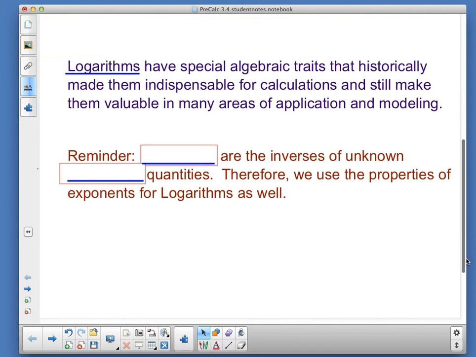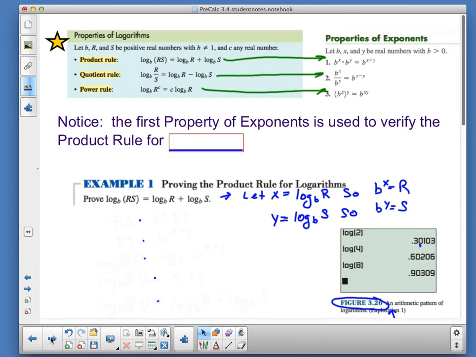But logarithms have special algebraic traits that historically made them indispensable for calculations and still make them valuable in many areas of application and modeling. Reminder, logarithms are the inverse of unknown exponential quantities. Therefore, we use the properties of exponents for logarithms as well, just to help us find what our graph is. And we can use that inverse idea by switching the x and y values. And if we graph an exponent and switch it, we're graphing the logarithmic version of it, its inverse.